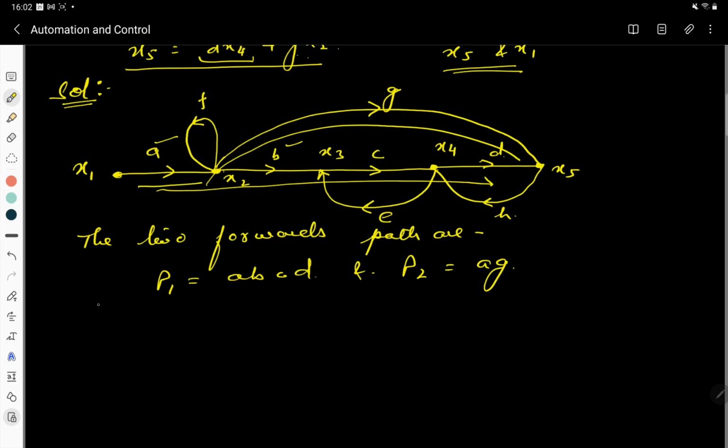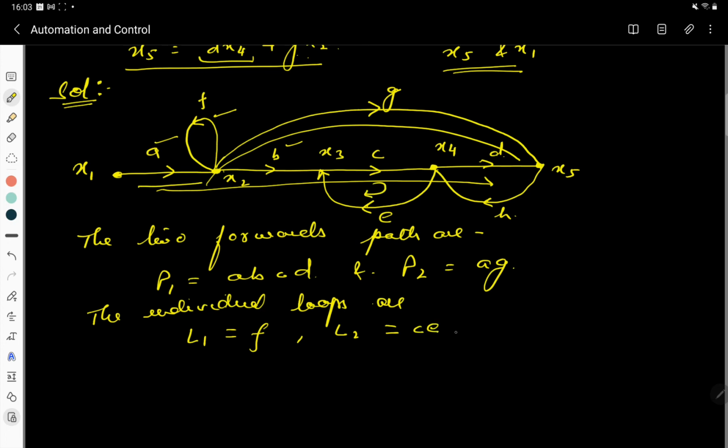All right, so now the individual loops. L1 is simply what? F. This is the first individual loop in itself, F, starting from x2 and ending at x2. Second is L2. If you consider, then we consider this C into E, CE. Then the third one, L3, should be DH, D into H.